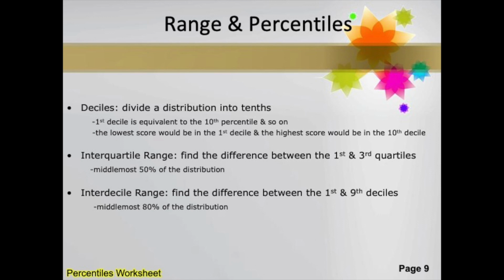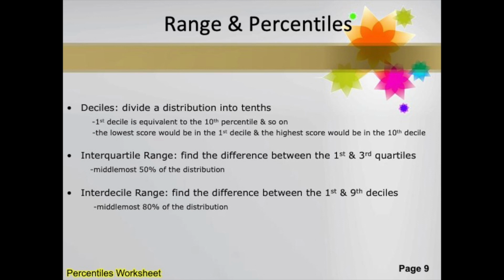And then the lowest score is going to be in that first decile, and the highest score is going to be in your 10th decile. So if on a word problem I say to you, the lowest score is 20, what decile does that fall in? You would say it falls in the first decile.